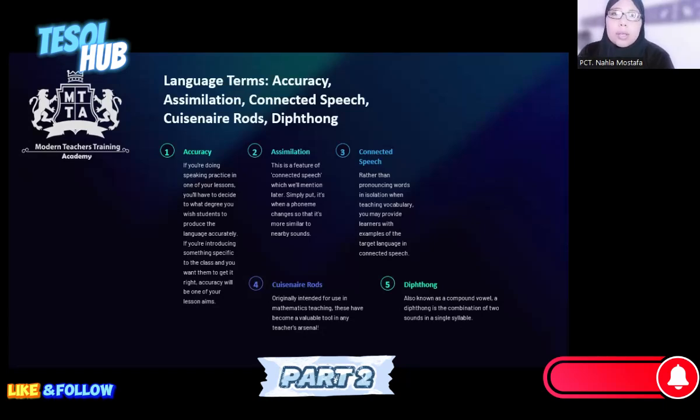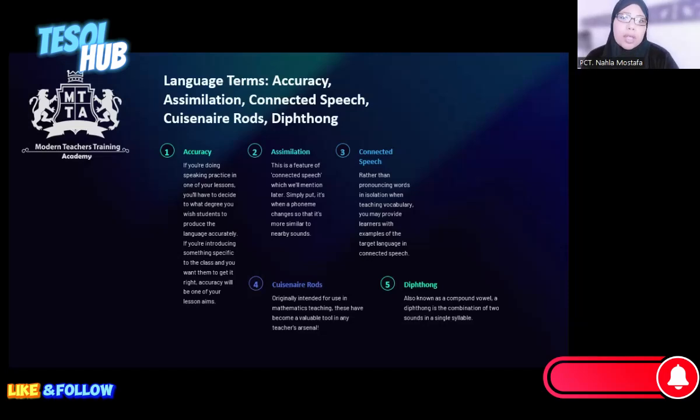So now we'll be going through some new terms. The first one is accuracy. We need accuracy when we need students to use productive skills in an accurate way. So what productive skills do we have in the English language? Of course, we know that we have receptive skills and productive skills. The receptive skills are reading and listening, and the productive skills are speaking and writing. So we need accuracy in both productive skills.